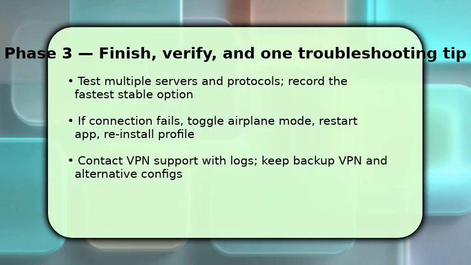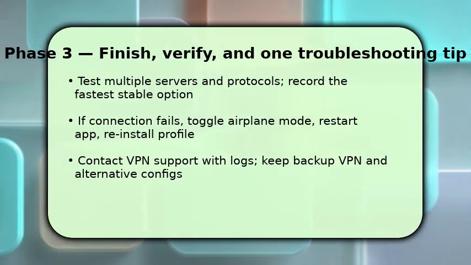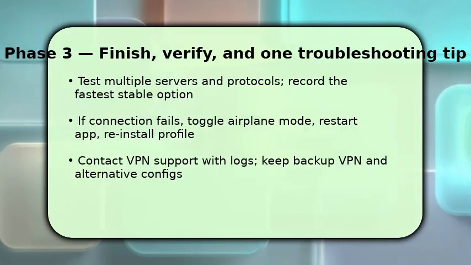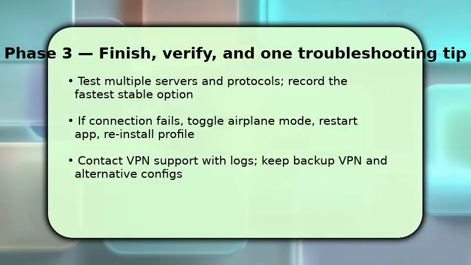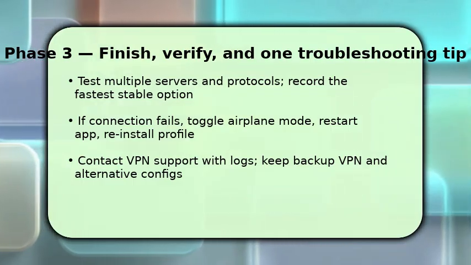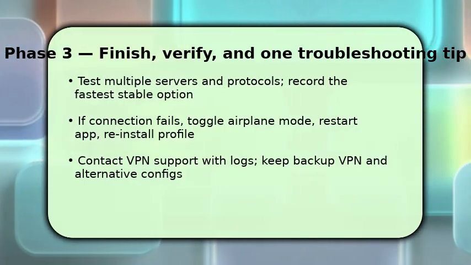If you can't connect, first toggle airplane mode, restart your iPhone, then reopen the VPN app and try a different server. If problems persist, reinstall the VPN profile or app and send logs to support. They often provide updated server addresses or configuration files. Finally, keep a secondary VPN.